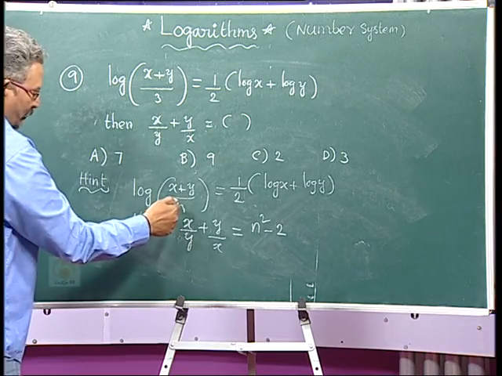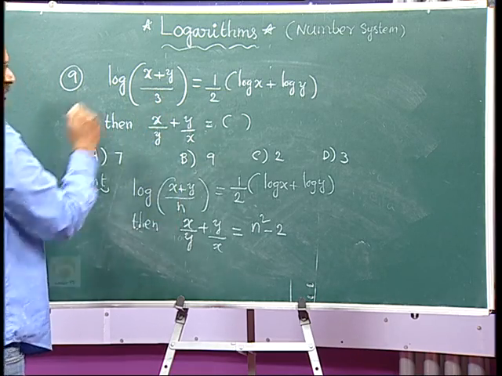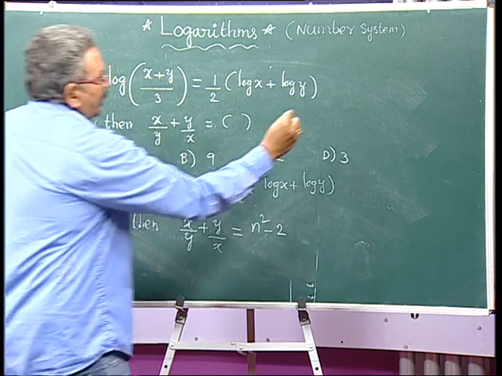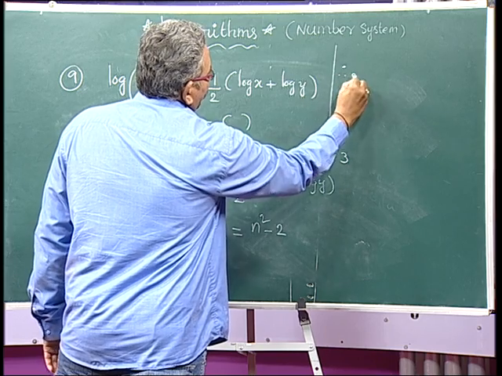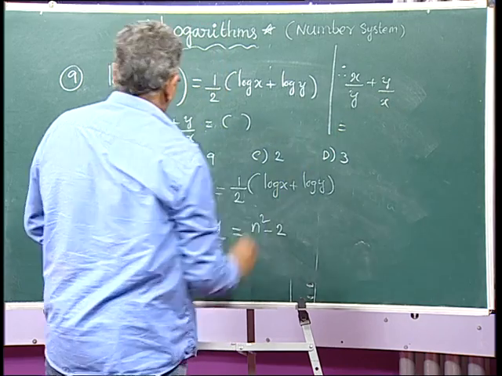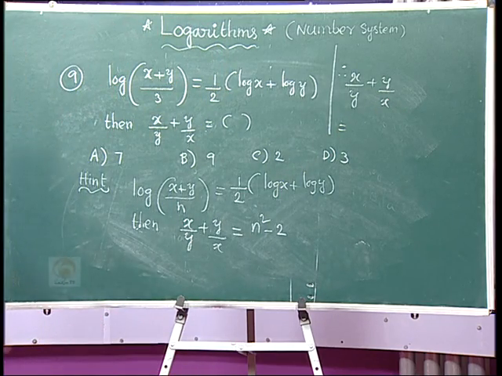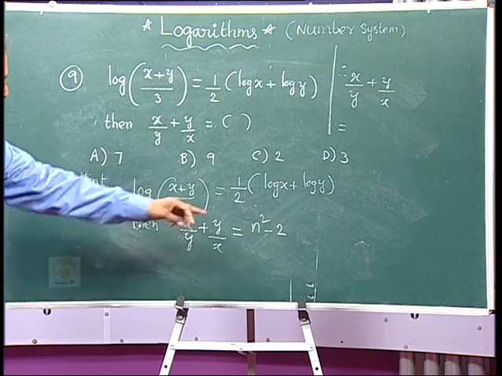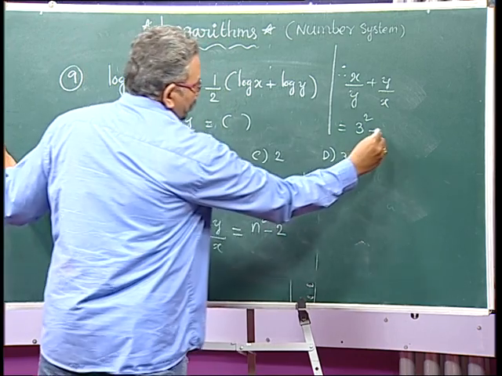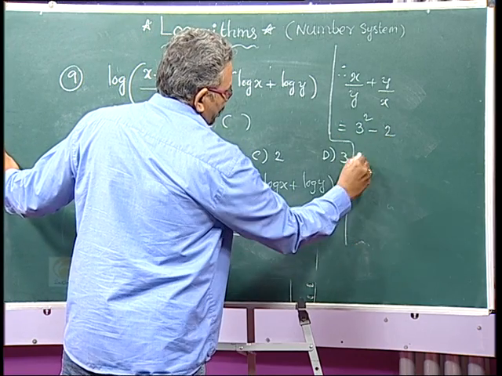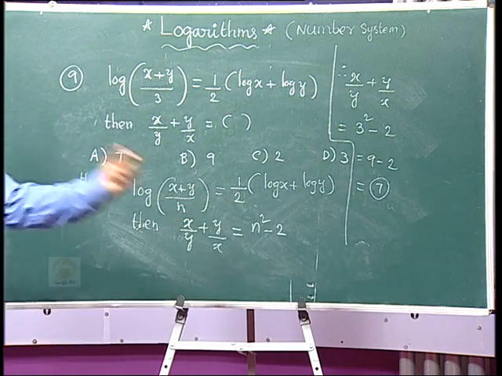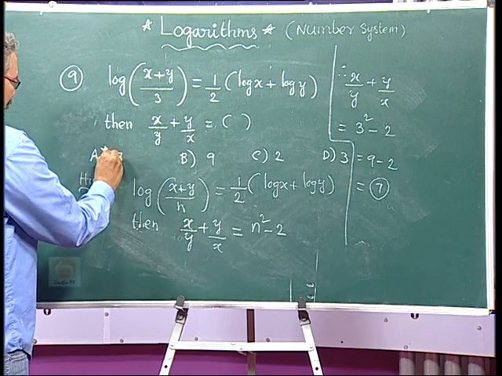So, what is the n value here? Here n value is 3. So, let us substitute. Therefore, our answer becomes x by y plus y by x is equal to n square minus 2, with n as 3, so 3 square minus 2. Let us check it, 9 minus 2, 7. So, you get the answer 7. Which is the right option? A will be the right option.